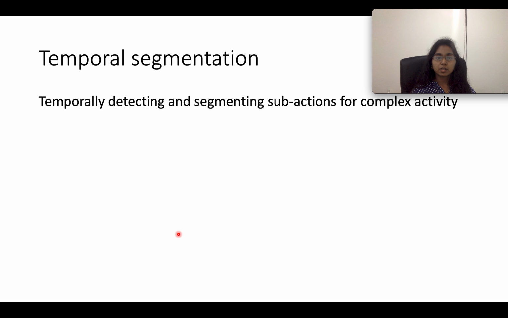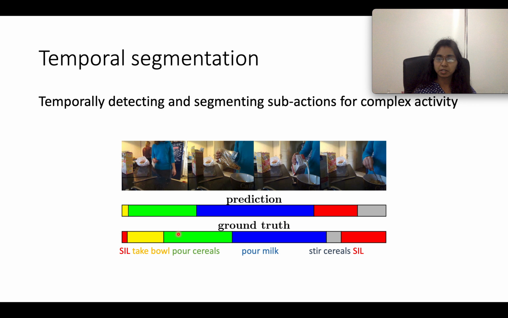The problem we are interested in solving is temporal detection and segmentation of subactions for a complex activity. For example, here we show sample frames from a complex activity video where we highlight frames which depict the subaction happening, like pour cereals, pour milk and stir cereals, and the bar plots represent the temporal order of frames for that video, and we are interested in segmenting the subactions temporally in that video.